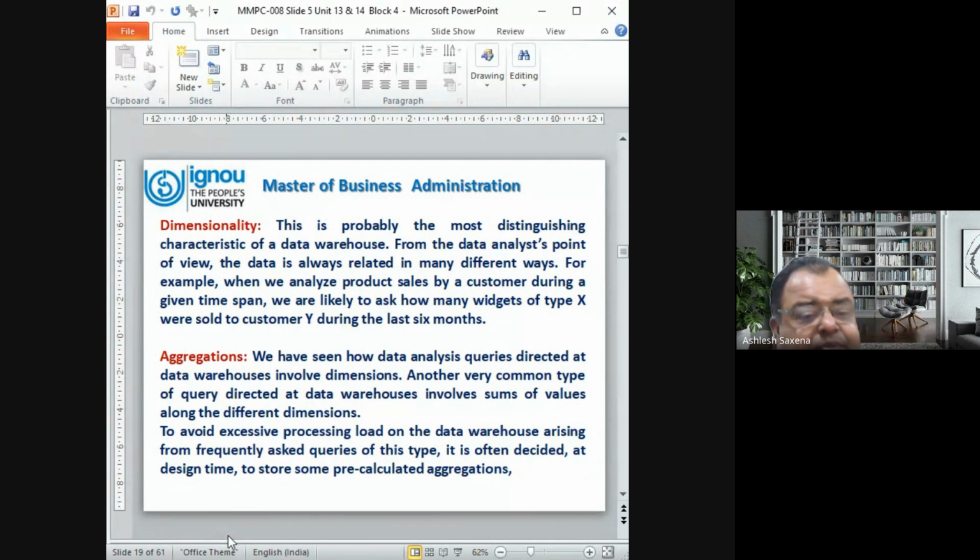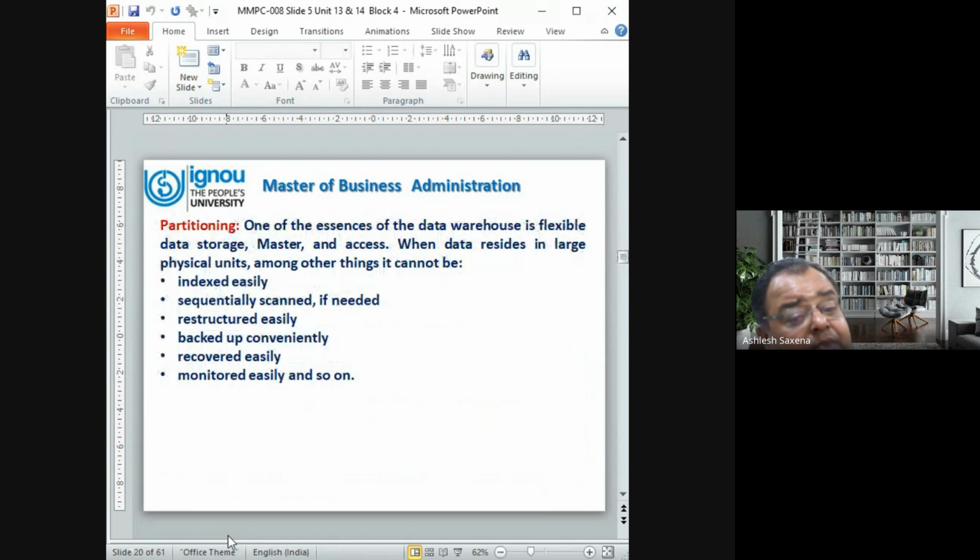Then comes aggregation. We have seen how data analysis queries directed at the data warehouse involve dimensions. Another very common type of query directed at the data warehouse involves sums of values along the different dimensions. To avoid excessive processing load on the data warehouse arising from frequently asked queries of this type, it is often decided at design time to store some pre-calculated aggregations.